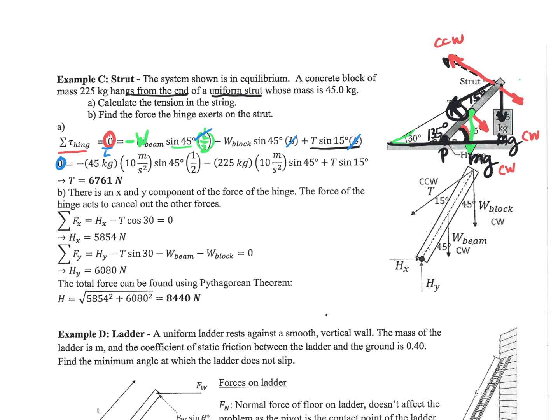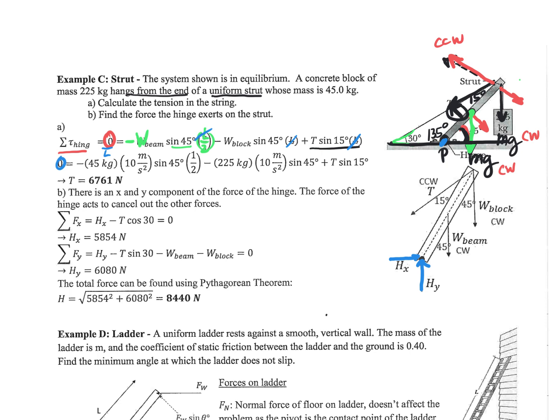Now, it says find the force the hinge exerts on the strut. So we want to know how much force is right here. The hinge exerts on this strut. Okie dokie. So how do we do that? It's still in equilibrium. It's still not moving, is it? So we have a force being exerted on this hinge this direction, and we have a force being exerted on the hinge this direction. Does that make sense? We're calling them H sub x and H sub y. Okay?